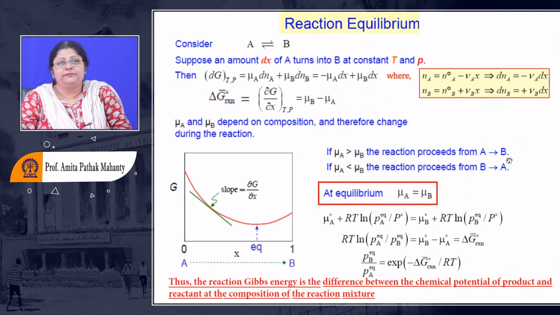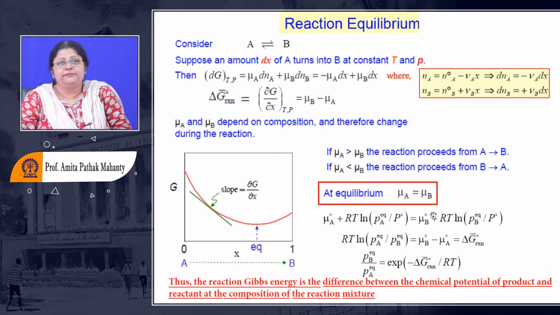That means it is a condition where the reaction proceeds from A to B. Suppose the chemical potential of B is greater than A, then I get a positive value. Delta G becomes positive, but delta G cannot be positive. What we say is the reaction from B to A is more favored. What happens at equilibrium? When you have two species, the chemical potential of A becomes equal to the chemical potential of B.